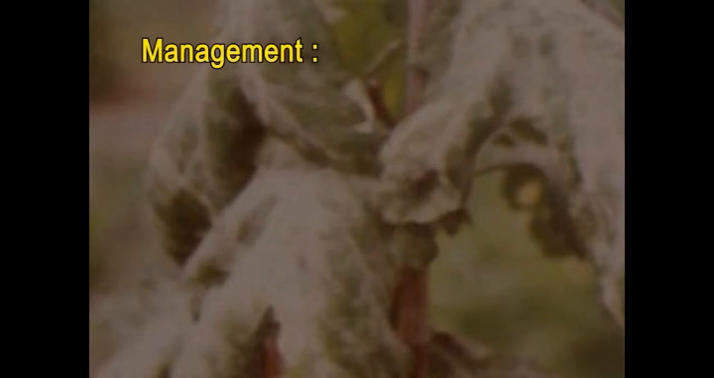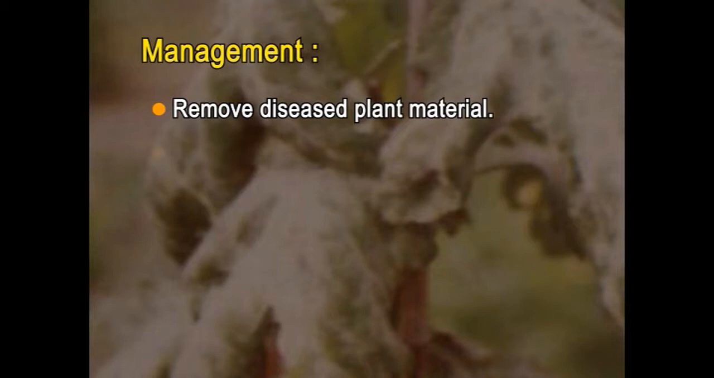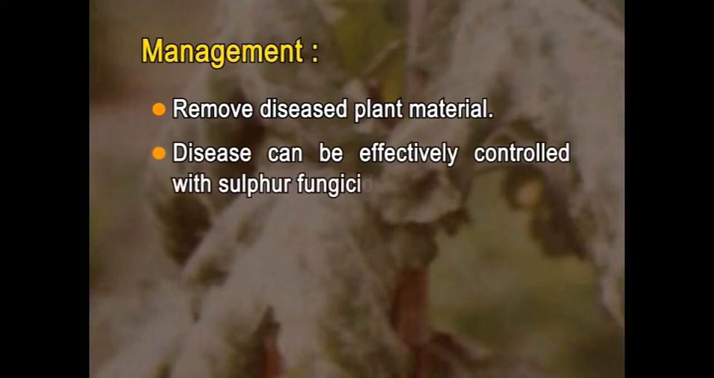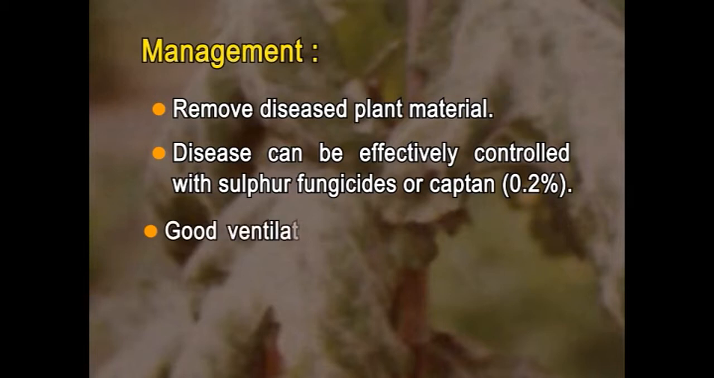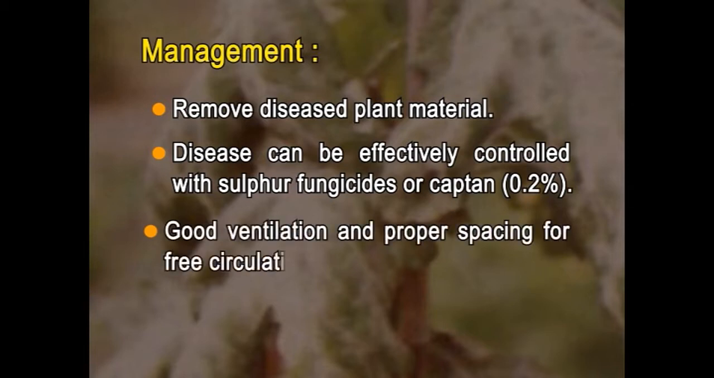Now let's see how to manage the disease. Remove diseased plant material. Disease can be effectively controlled with sulfur fungicide or Captan at the rate of 0.2%. Good ventilation and proper spacing for free circulation of air is recommended.